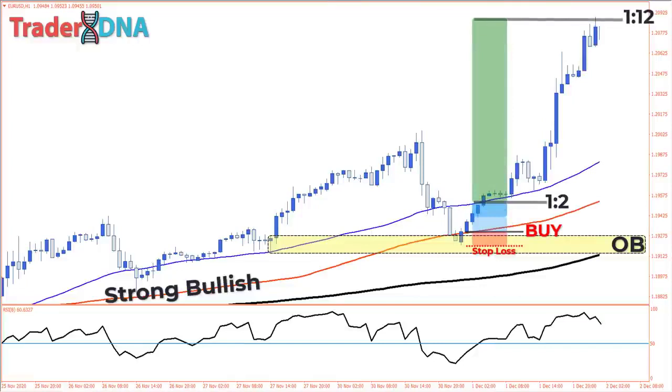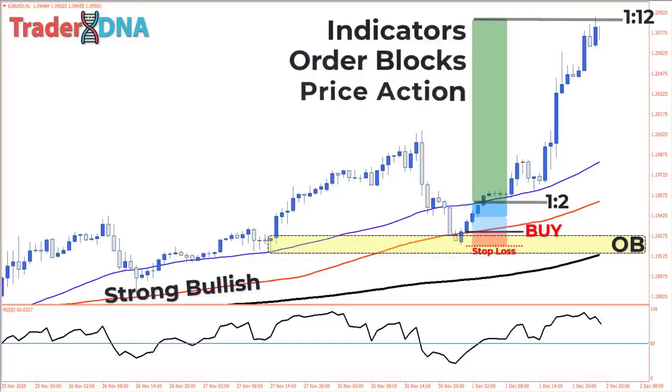Once again, this proves that the combination of order blocks and indicator analysis offers a high probability of winning because it combines indicators, order blocks, and price action. All analysis techniques are integrated into this strategy. Therefore, it's reasonable that trading techniques like this are highly relied upon by successful traders.